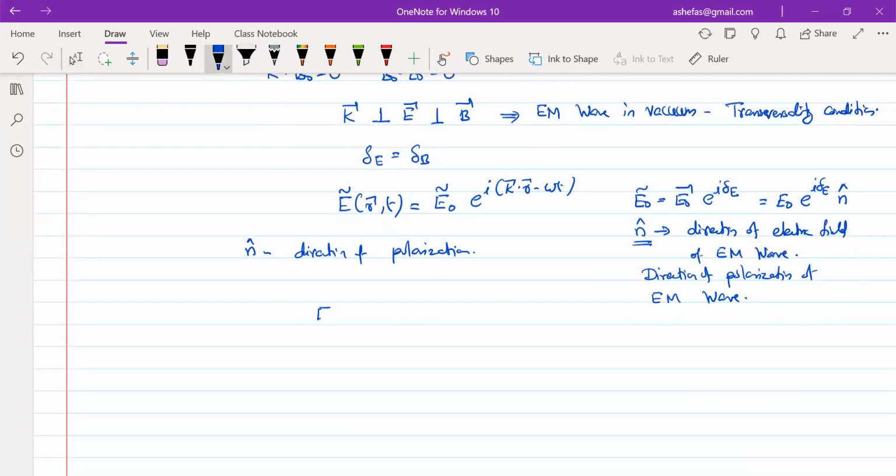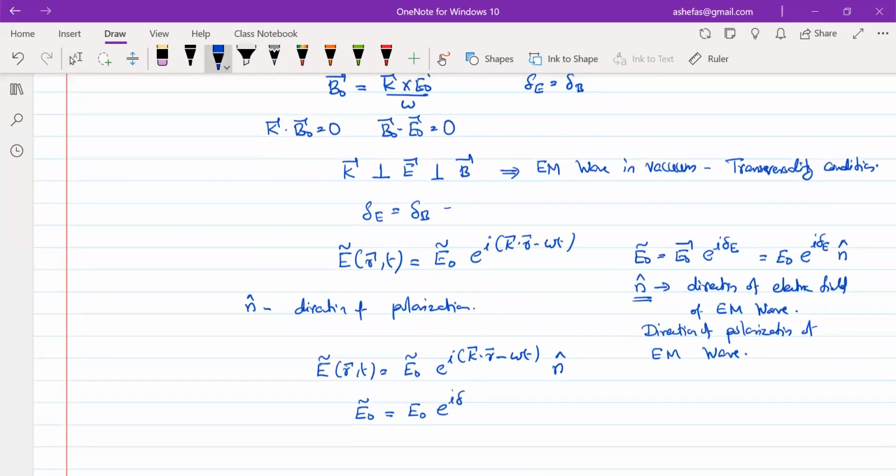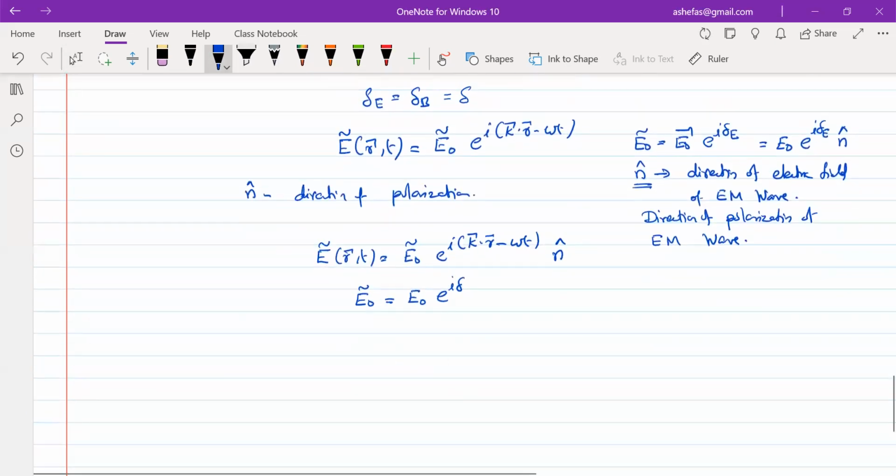So then therefore I can write this E tilde of r,t again as E0 tilde e raised to i(k dot r minus omega t) times n. So E0 tilde is just the amplitude, there is no direction here. So this is simply E0 e raised to I delta E. Now there is no need to write a separate delta for the phase because the initial phases are the same. The delta E and delta B are the same, as delta.